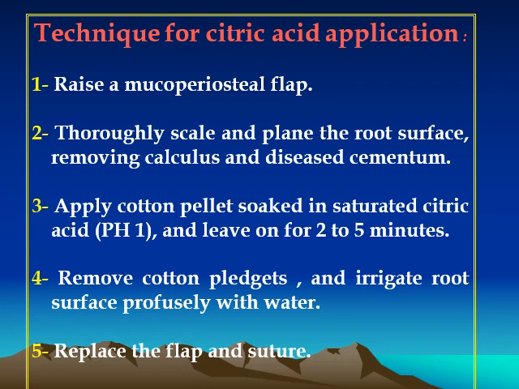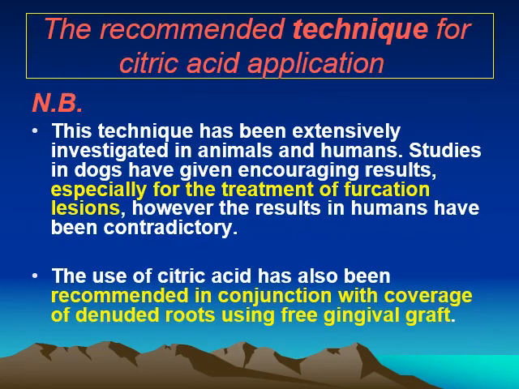The technique that is used for citric acid application is as follows. Number 1, we have to raise a mucoperiosteal flap. Number 2, thoroughly scale and plane the root surface, removing calculus and diseased cementum. Then we apply a cotton pellet soaked in saturated citric acid, pH 1, and leave it for 2 to 5 minutes. Then we remove the cotton pledget and irrigate the root surface profusely with water. We replace the flap. These are the recommended techniques for citric acid application.